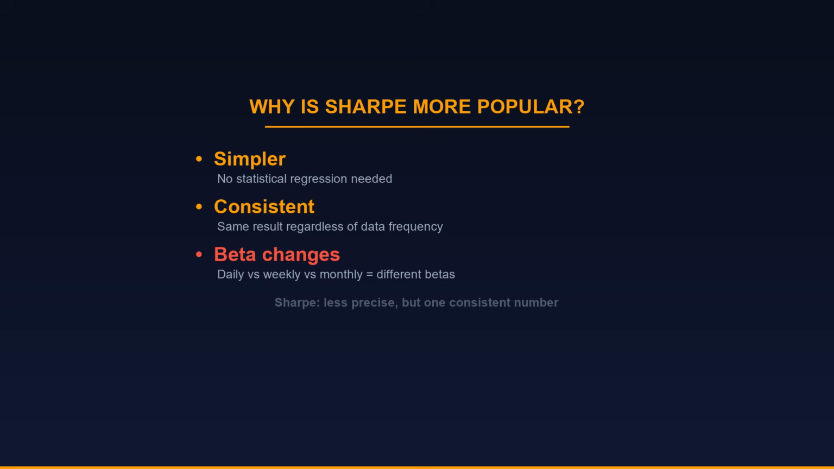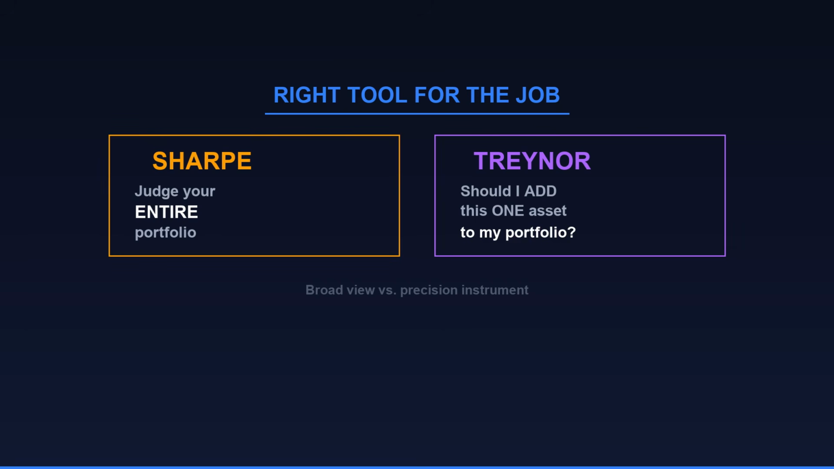So, if the Treynor ratio offers this more specific, maybe more sophisticated view of risk for diversified portfolios, why isn't it as popular as the Sharpe ratio? Why don't we hear about it all the time? Well, it really just boils down to 2 things: complexity and consistency. See, calculating beta isn't exactly plug and play. It requires a statistical regression. And here's the really tricky part. Your beta can actually change depending on whether you use daily, weekly, or monthly data. The Sharpe ratio, while maybe less precise, is just simpler, and it gives you one consistent number, which is why so many people still prefer it.